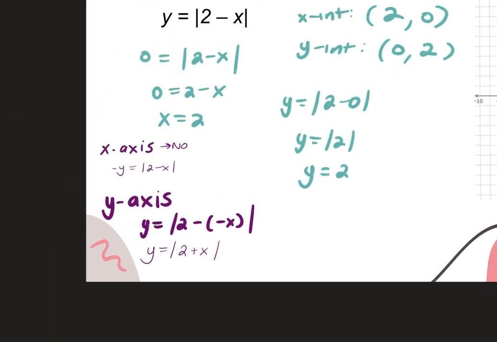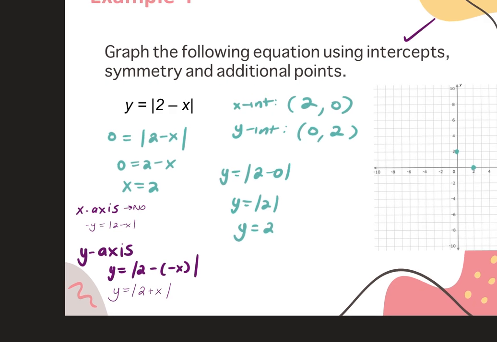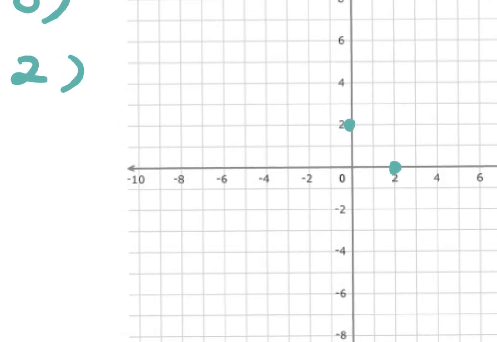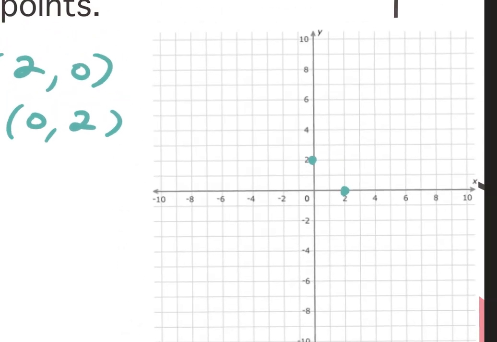So now, does this look like your original? No. Have all the signs changed? No. Which means it also does not have y-axis symmetry, which tells me this does not happen. So what does that make you think about the shape of this V? Where do we think the other side's going?